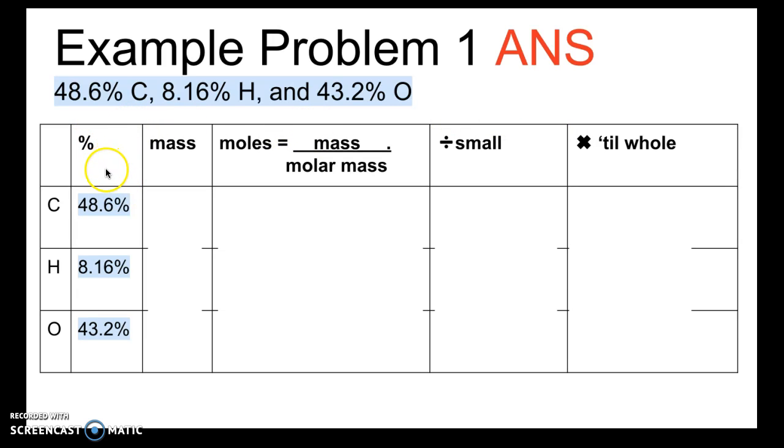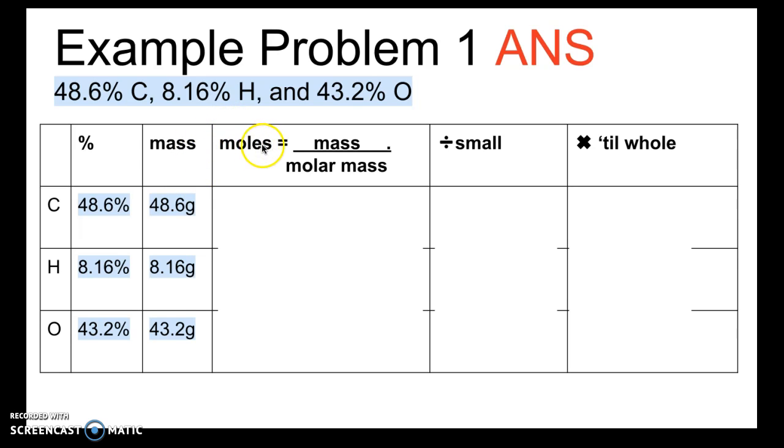Okay, so I'm going to enter in my percentages next to their appropriate elements. And then I'm going to show you how we go from percent to mass. That's real simple. What we do in that case is we just assume a 100-gram sample. If the sample is 100 grams, then the percentages would correspond to the mass in grams. So all you do really is take the percent and make it into grams to turn it to mass.